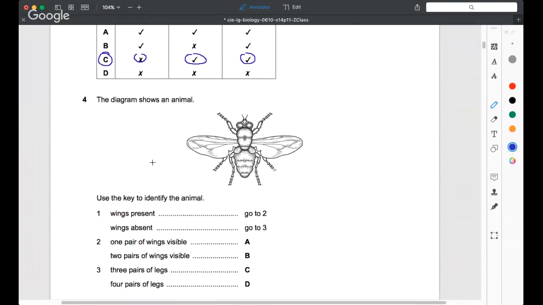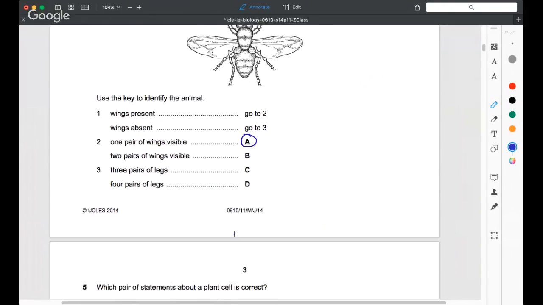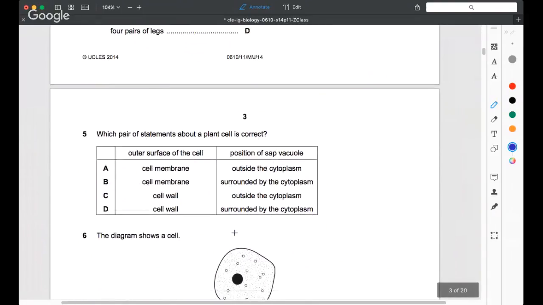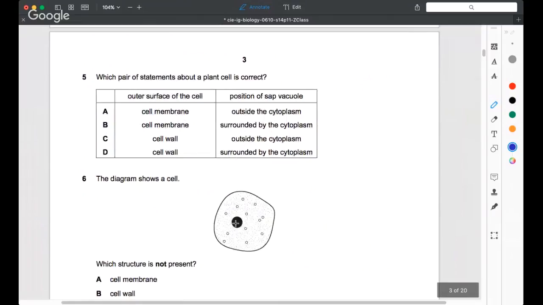Question 4, the diagram shows an animal, and we have to use the key to identify it. We're going to start at the top and ask, are wings present or are wings absent? If we look at the picture, there are wings, so the wings are present. So we go to 2, one pair of wings visible or two pairs of wings visible. We can see there's only one pair, two wings, so one pair of wings. So we have A as our answer. So it's animal A.